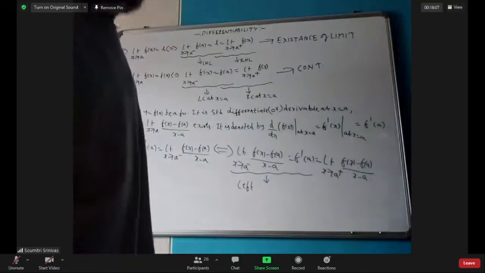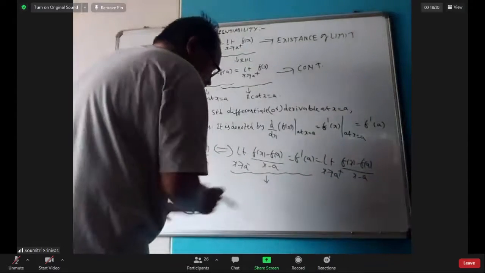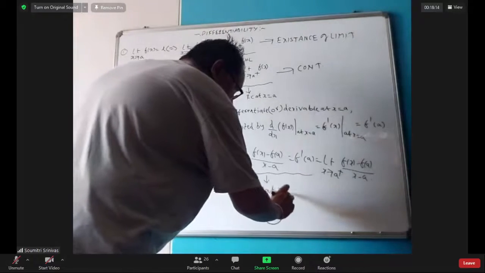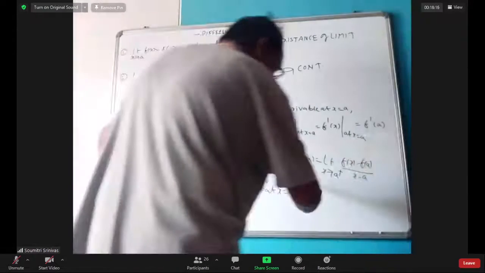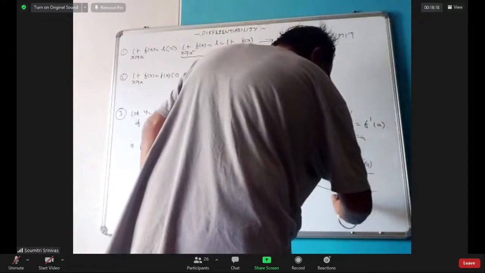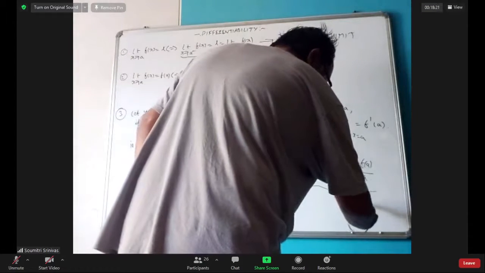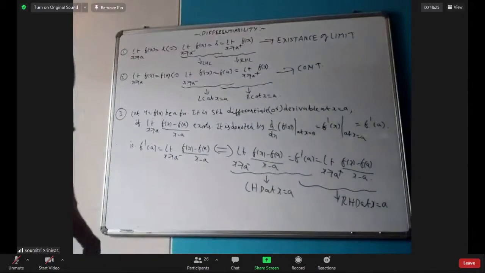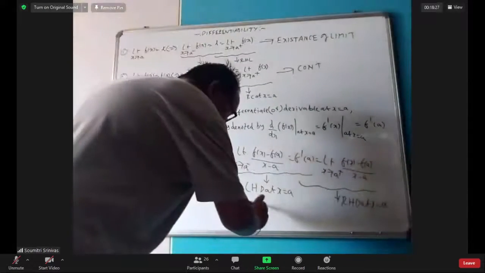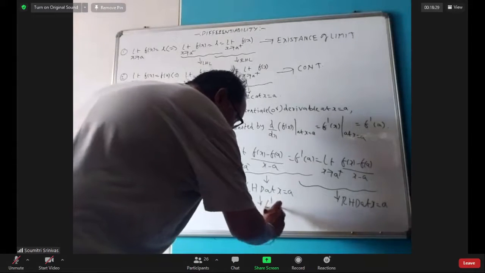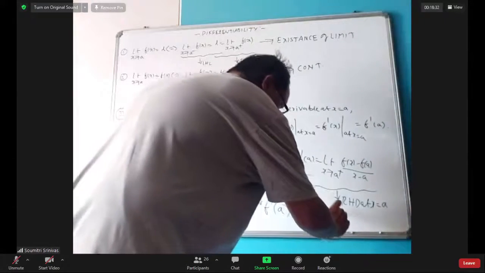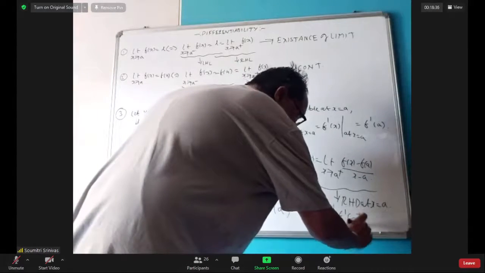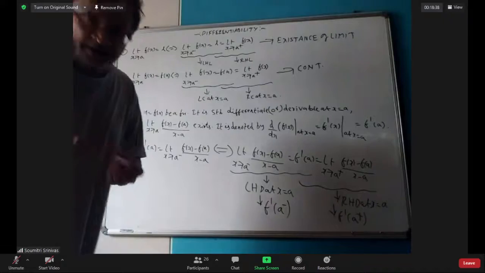Left hand derivative, you say. This is called LHD, left hand derivative. This is called right hand derivative. The right hand derivative at x is equal to a. Pay attention, man. This is denoted by f dash of a minus. This is denoted by f dash of a plus.